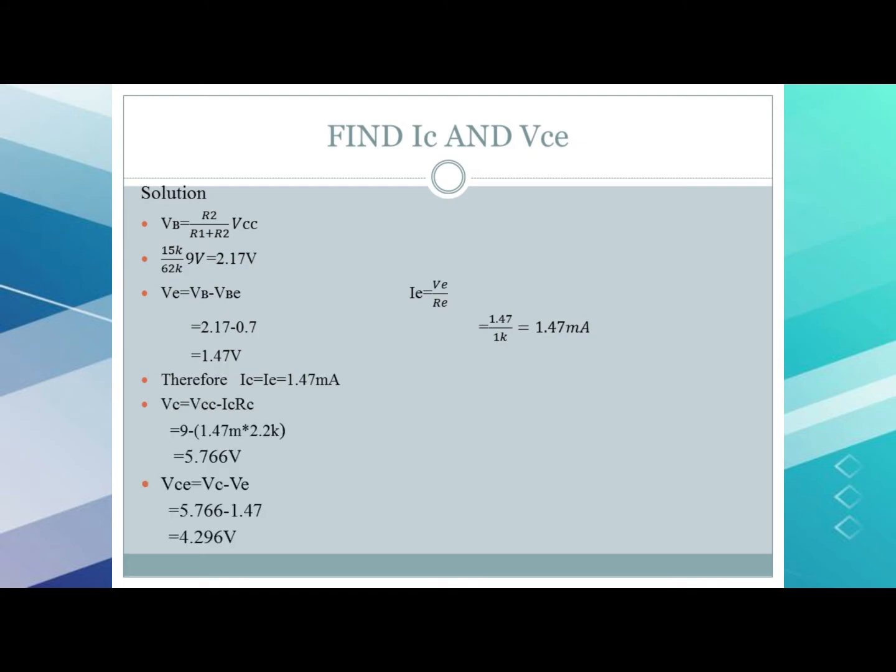To find VCE, first we must find VC. VC is equal to VCC minus ICRC. So we get 5.766. And to get VCE, we must subtract VE from VC, and we get 4.296 volts. That's all. Thank you.